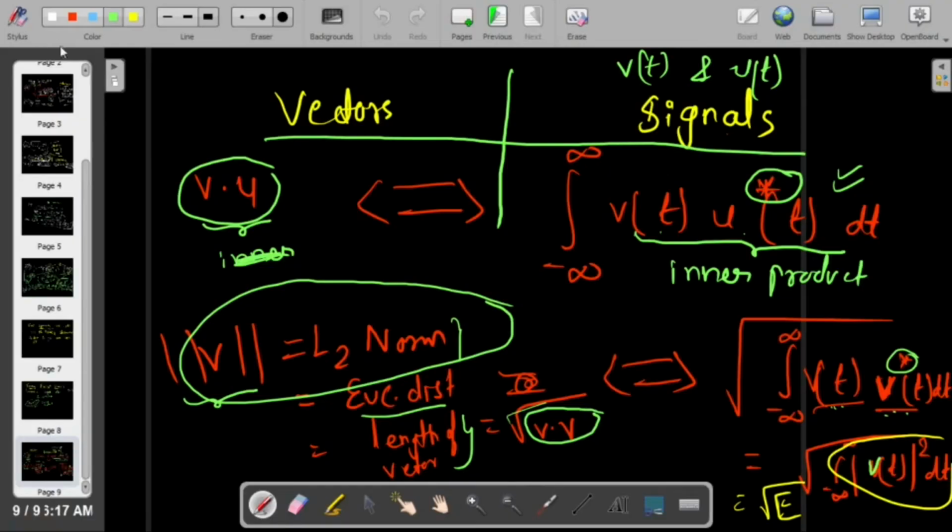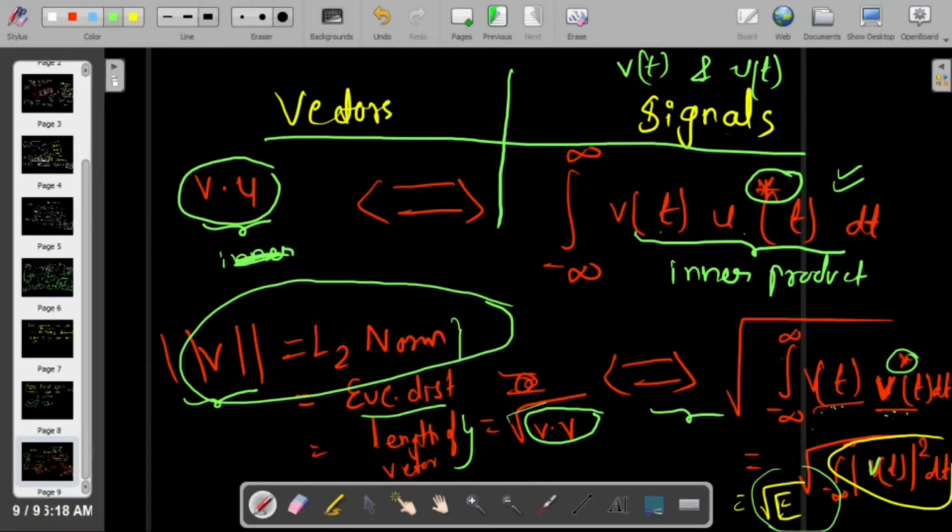So let's continue. In the last slide we saw that in vector form we have this L2 norm, which is nothing but the dot product of the vector with itself, and in signal terms it is the integration of the signal. So it's nothing but the inner product of the signal with itself. Here both are v of t and v of t, and here it is conjugate. So we know that this will be the mod square of v of t, and this term under the square root is nothing but our energy.